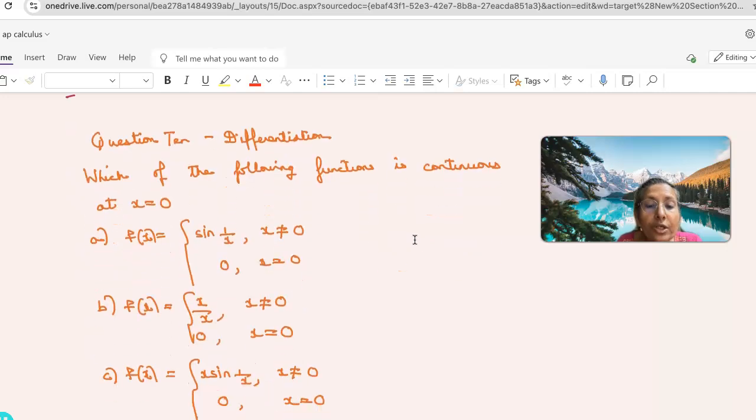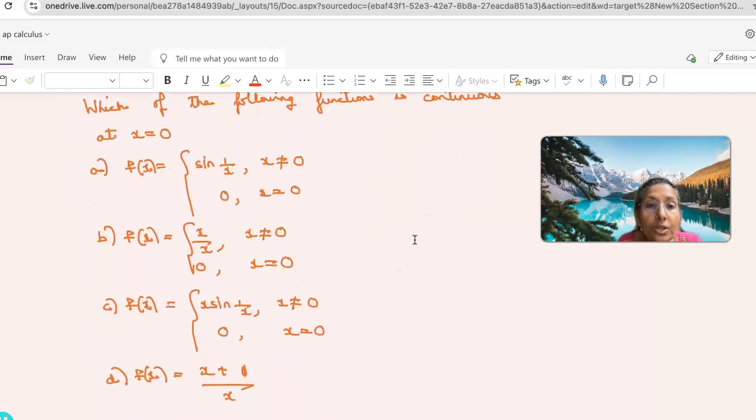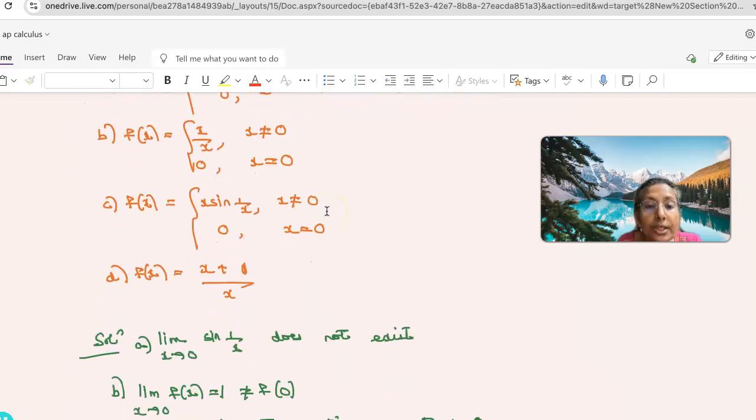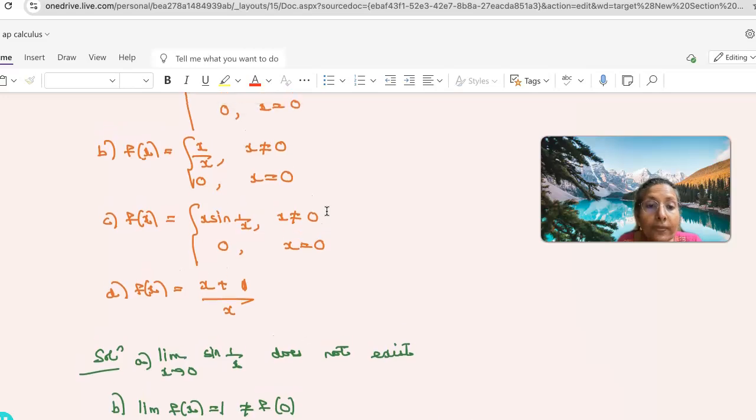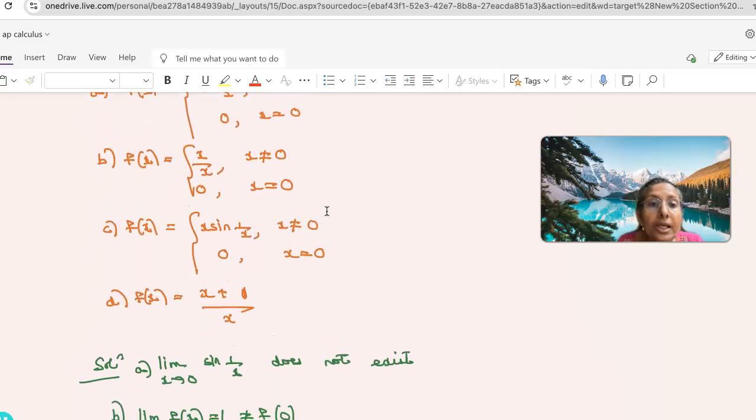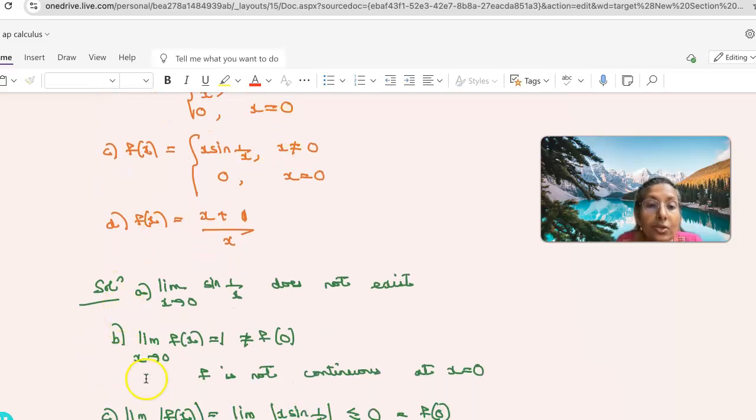The next question is on differentiation. Which of the following functions is continuous at x equal to 0? We start with A: f(x) is sine of 1 by x where x is not equal to 0, and 0 when x equals 0. The limit as x tends to 0 of sine 1 by x does not exist, so you rule out A. B will be actually 1 when x is not equal to 0, so the limit as x tends to 0 of f(x) is 1, which is not equal to f(0), which is 0. So B does not hold. f cannot be continuous at x equal to 0.